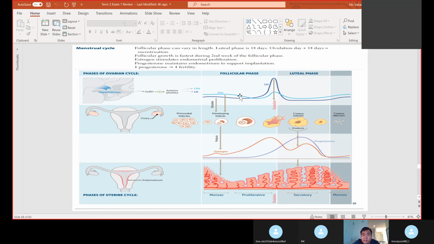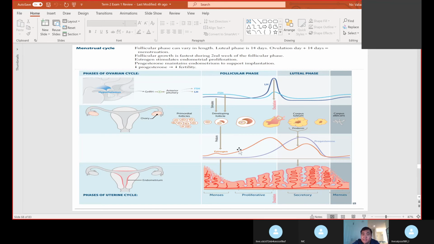2 phases of the ovarian cycle: follicular phase and luteal phase. Follicular phase, we're developing the follicle. FSH is increased. Ovulation, we have the LH surge. That is very necessary, important for ovulation to happen. What happens to the remnant? It becomes corpus luteum. That's why it's called the luteal phase. If there is no pregnancy, what happens to the corpus luteum? It becomes corpus albicans.